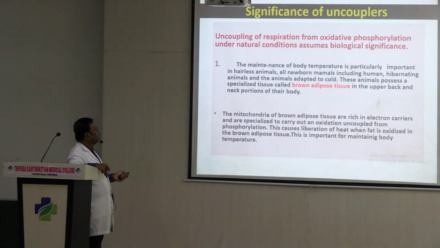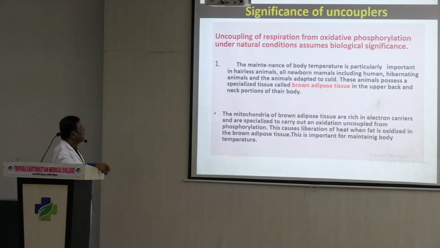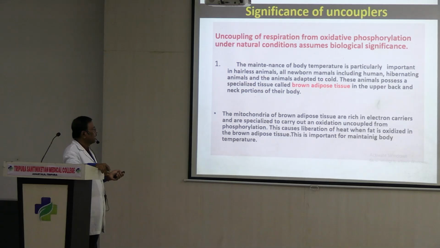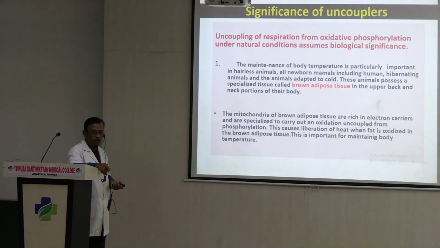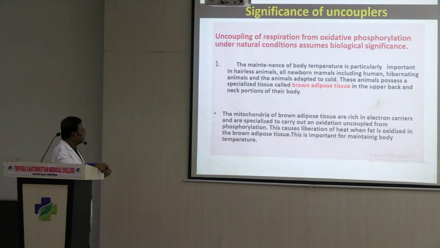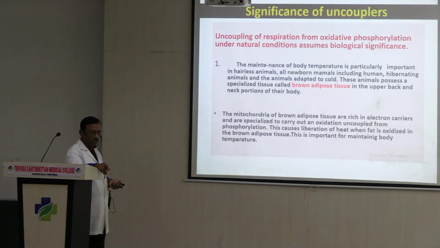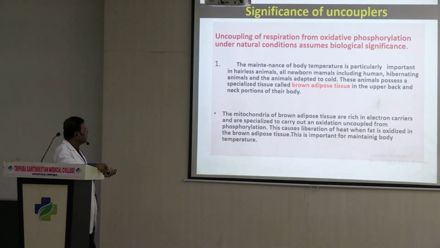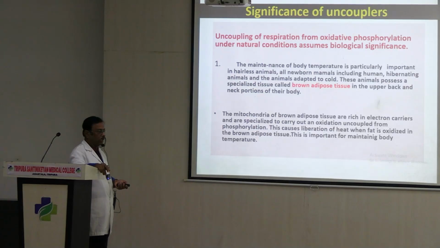The maintenance of body temperature is particularly important in hairless animals, all newborn mammals including human, hibernating animals, and animals adapted to cold. These animals possess a specialized tissue called brown adipose tissue in the upper back and neck portion of the body. The mitochondria of brown adipose tissue are rich in electron carriers and are specialized to carry out oxidation uncoupled from phosphorylation.